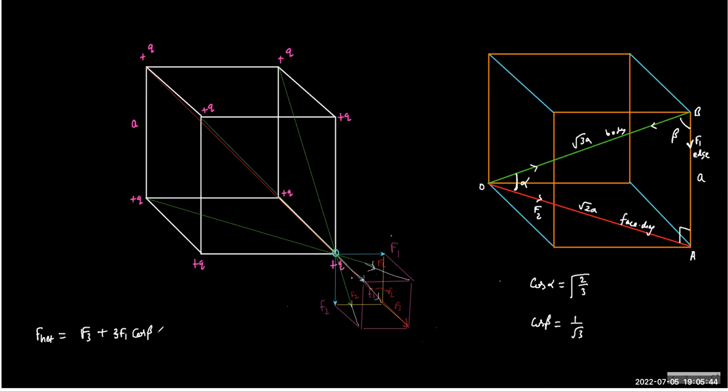If you have not watched the vectors, you should watch the vector lecture. You can realize all these things are very basic. These are called the direction cosines, right? And then 3F2 cos alpha. So what are the F1, F2, F3 values? Let's find them. What is F1, by the way?